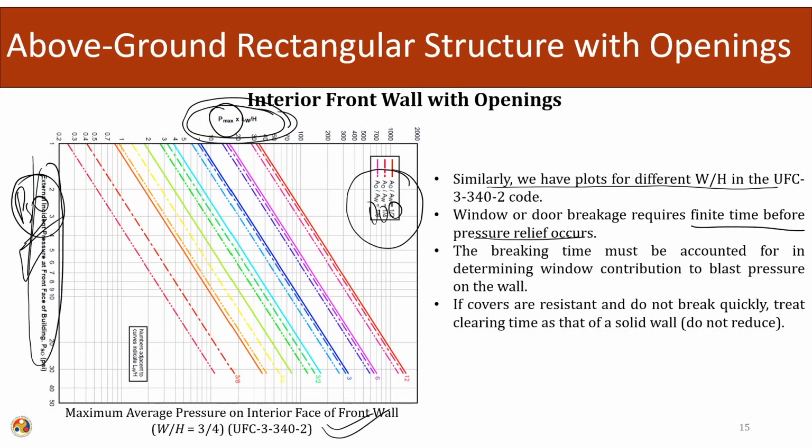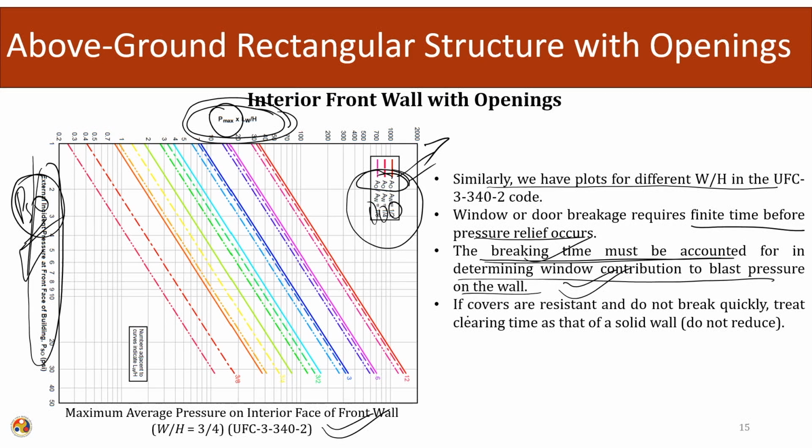As we have already seen, the breaking or failure of the window or door mechanisms requires finite time. So, this breaking time must be accounted for. This should be taken into consideration for determining the window contribution to the blast pressure on the wall. Basically, the calculation of this opening area should be based upon this breaking mechanism. If it is able to fail instantly, then it should be included, otherwise it can be excluded.